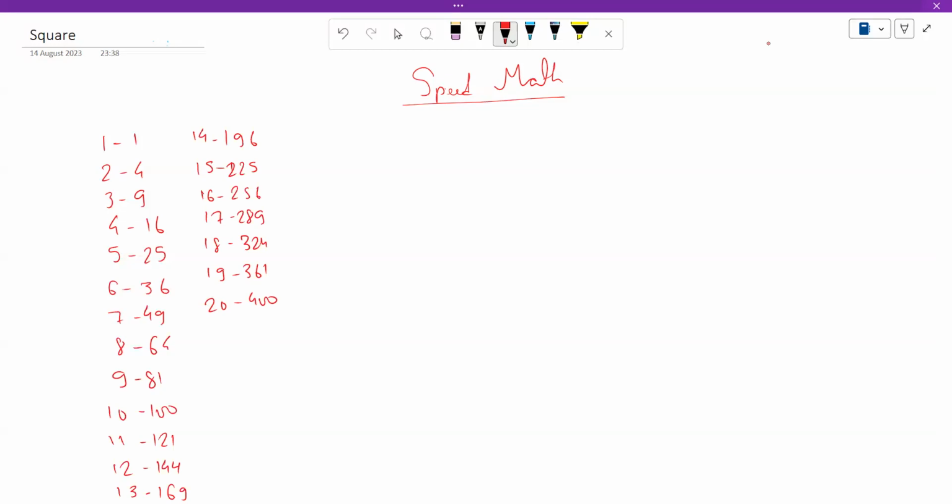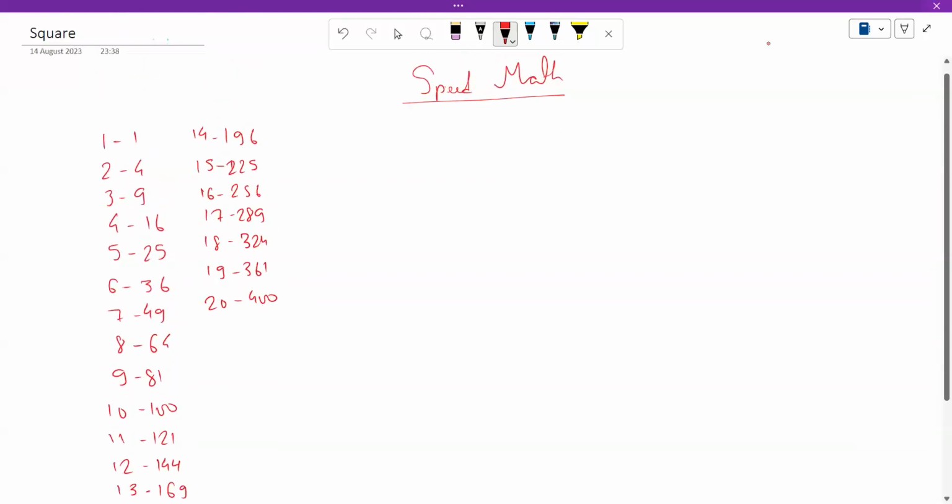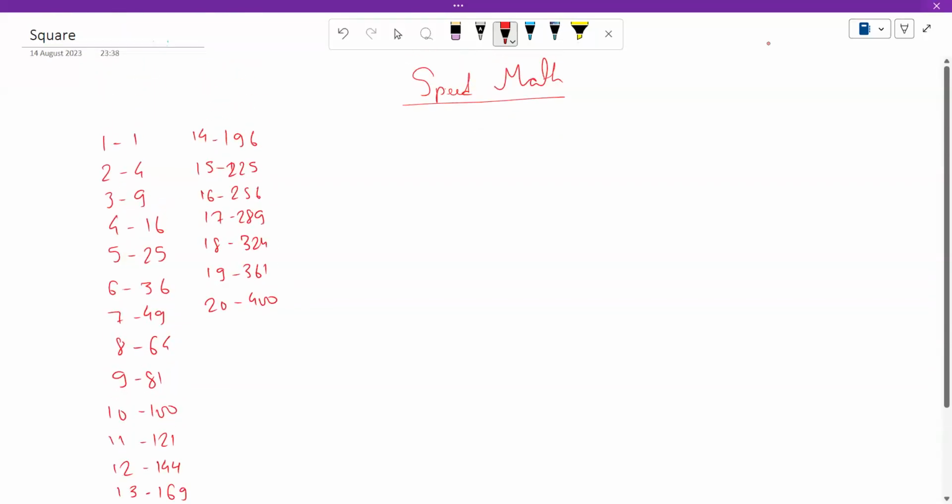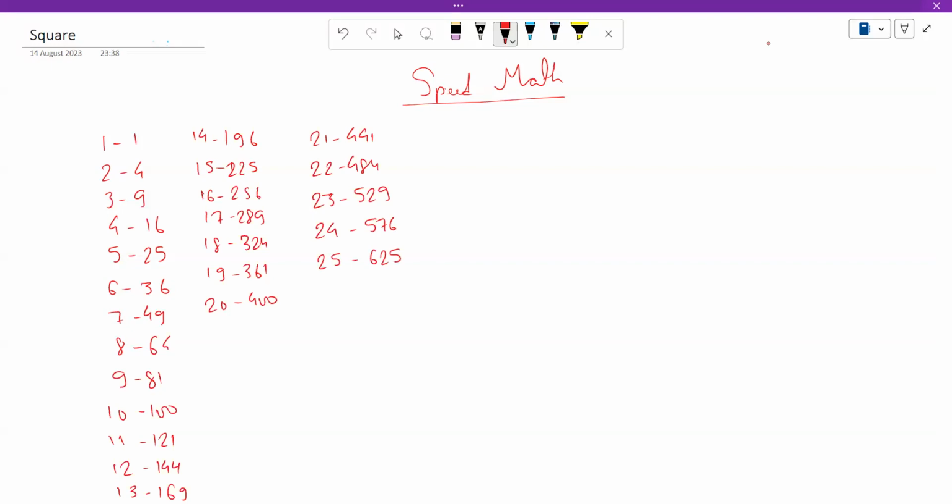Now see, up to 20 we have remembered. There is a trick for 21 to 30. First, just look at this: 21 is 441, 22 is 484, 23 is 529, 24 is 576, and 25 is 625. Okay, now as we go upwards, we'll follow the same pattern downwards.